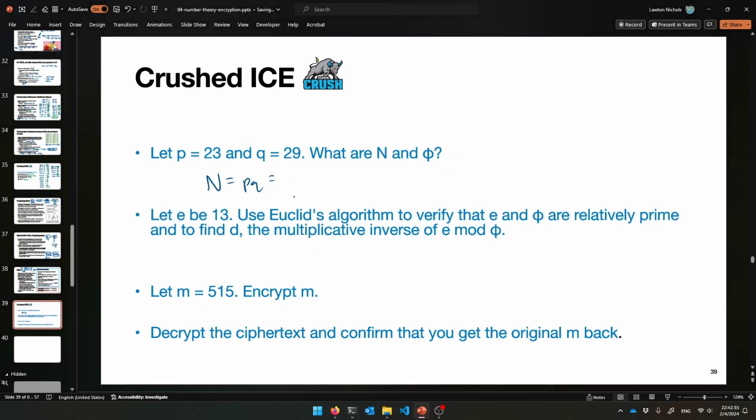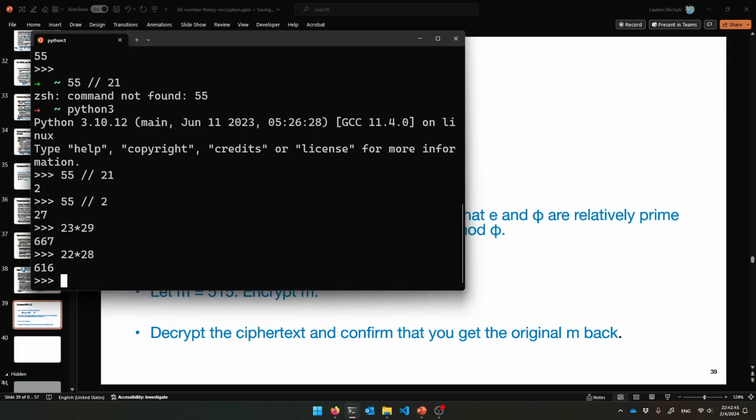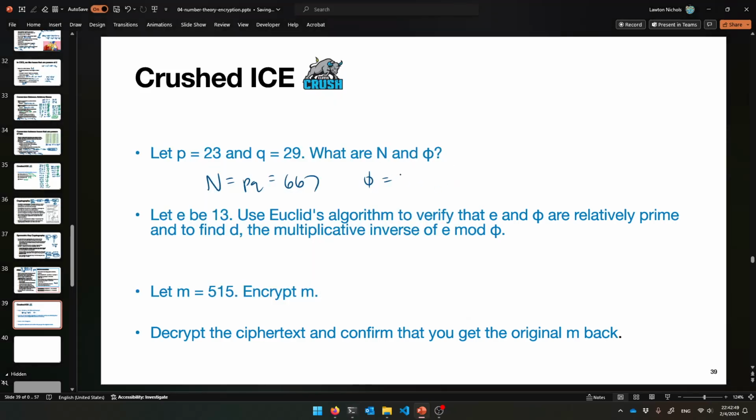That's 667. And then phi, that's equal to 22 times 28, multiplying them after subtracting 1 from each. So that's 616 for those numbers, all right?